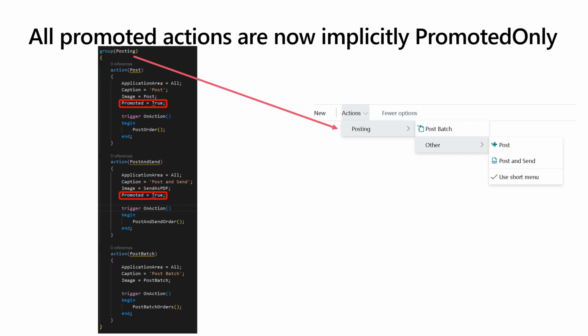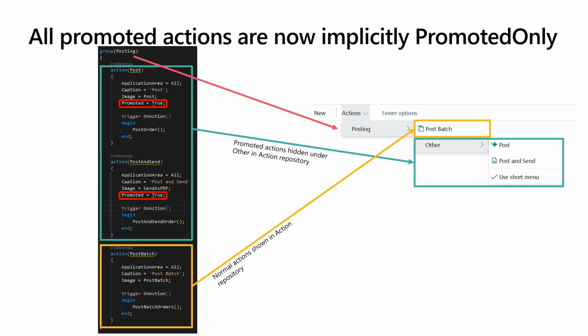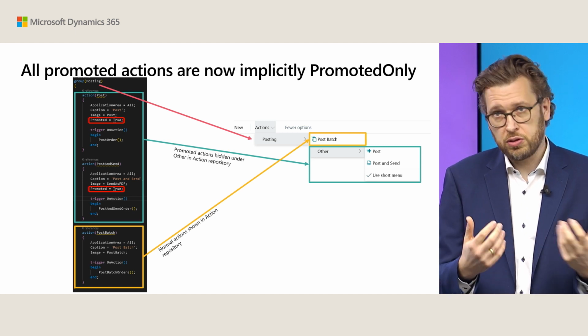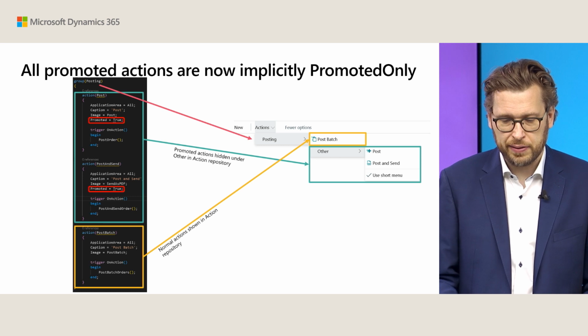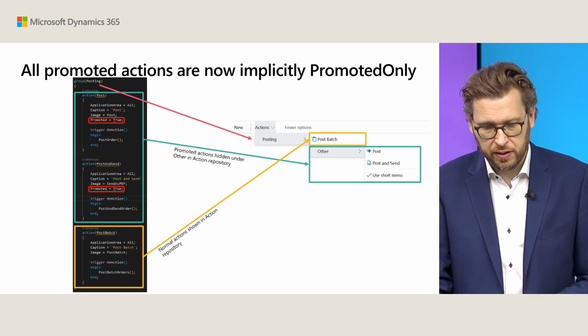So we have a posting group here. And then we have one of the actions which is not promoted, and that's actually showing up in the group in the actions repository part of the action bar, as we see here. But we also see that we have two actions that are promoted, and they're not immediately showing up in the action repository on the right side of the action bar. Instead, they are shown under the other submenu to make that whole menu experience cleaner. And we see here then that the promoted actions are hidden under there.